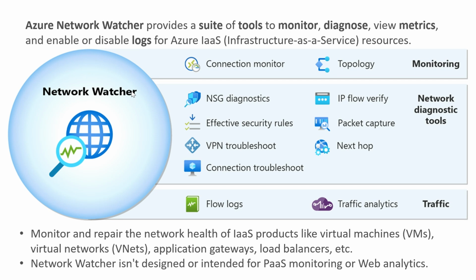As part of the capability, it is grouped into three different categories: monitoring, network diagnostic tools, and traffic. For example, the first one, when it comes to monitoring, you've got two different sub-products: connection monitor and topology. In the second diagnosis category, there is a set of tools that covers VPN, NSG (network security group), and packet capture, and so on. And you also have a traffic capability, which covers the flow log and the traffic analytics.